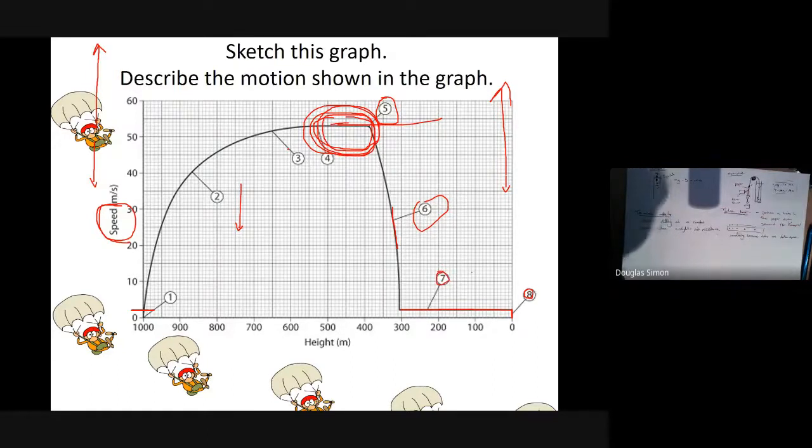And then at 7, is there a resultant force? Good. And then at 8, is there a resultant force? So at 8, what's happening to the speed? Is the speed changing?